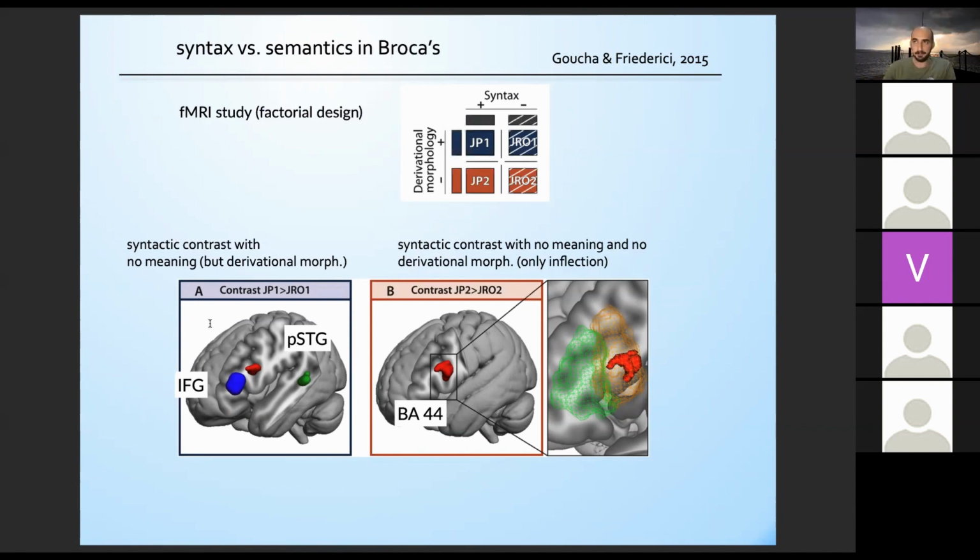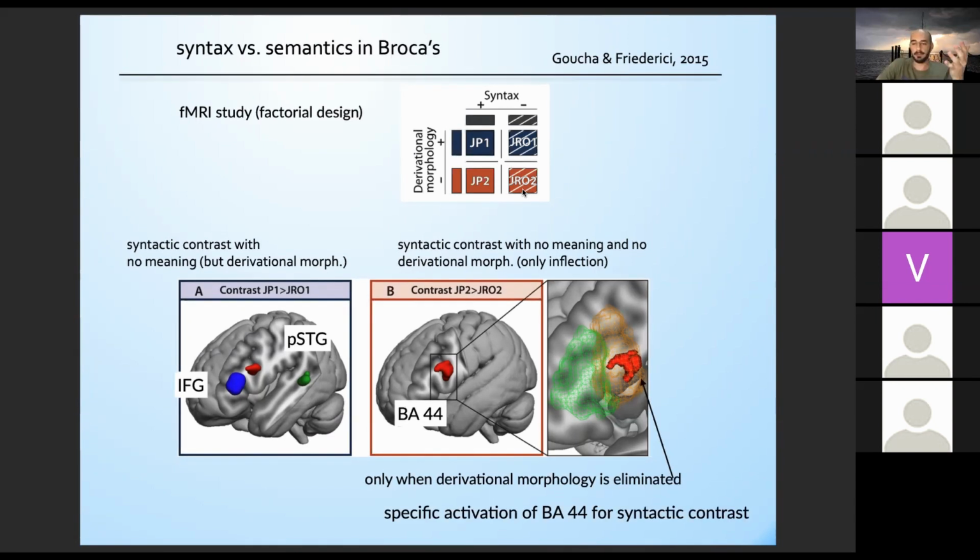And surprise, surprise, yes, they found that when you keep the derivational morphology in, you still get the activation of your BA45, BA44, and posterior STG. But when you get the derivational morphology away, finally, you get your beautiful peak of an activation in BA44. Okay? So again, by the contrast of Jabberwocky without derivational morphology, and the same condition with random order, you get the selective activation of BA44. So the idea is that you really have to get rid of all the possible information about the meaning, if you want to have a pure activation of BA44. And this is going to tell you that probably this is the area that is really responsible for, let's call it, merge, or syntactic structure building, okay?